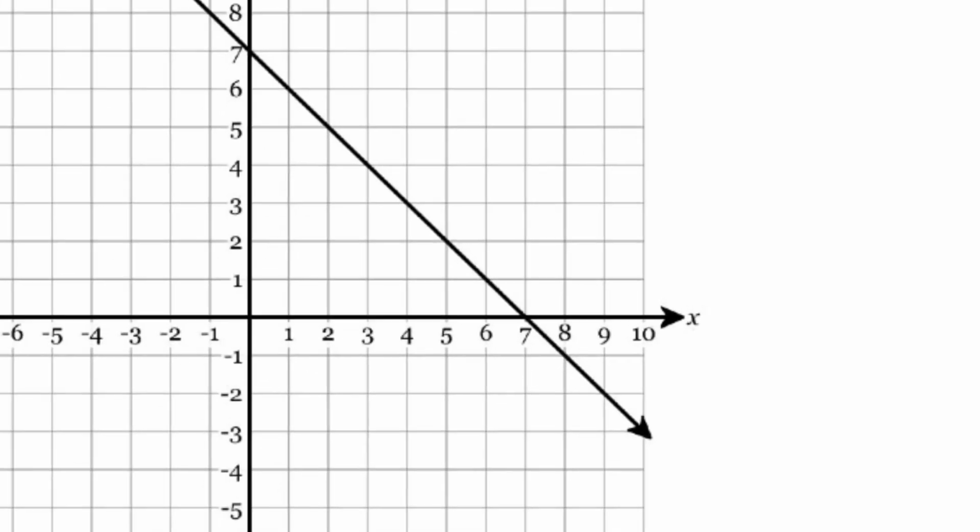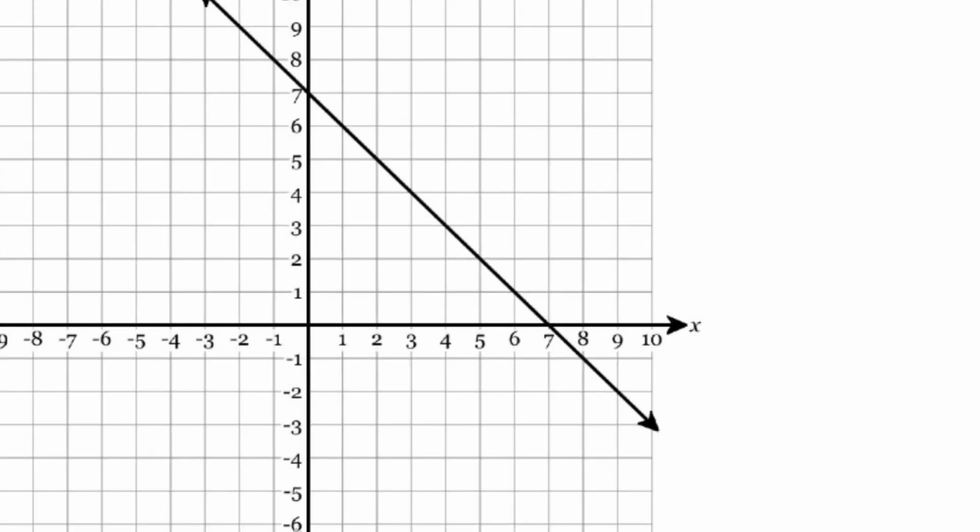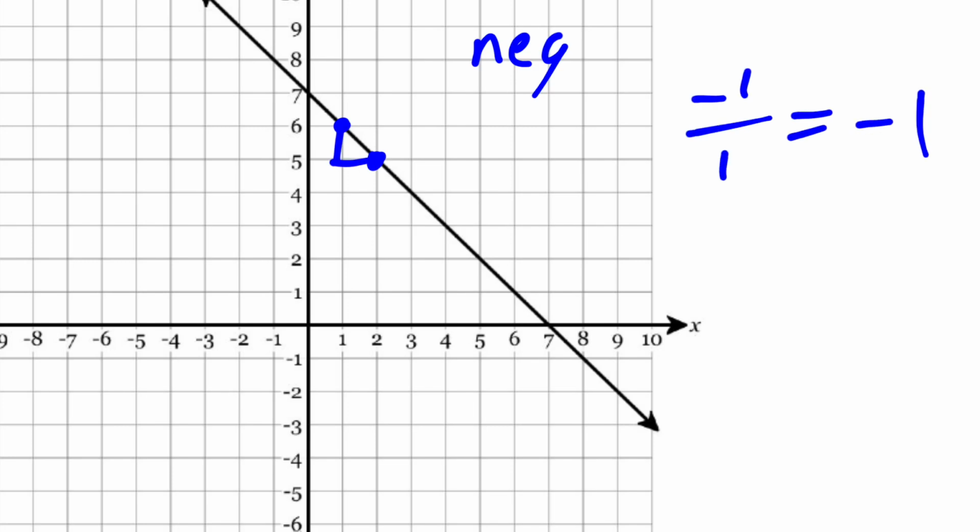This one here is a negative slope. And I'm going to pick any 2 points. These are all landing on whole numbers, which is nice. Because it's a negative slope, I'm going to go down and then right. So it's -1 over 1, which is just -1.